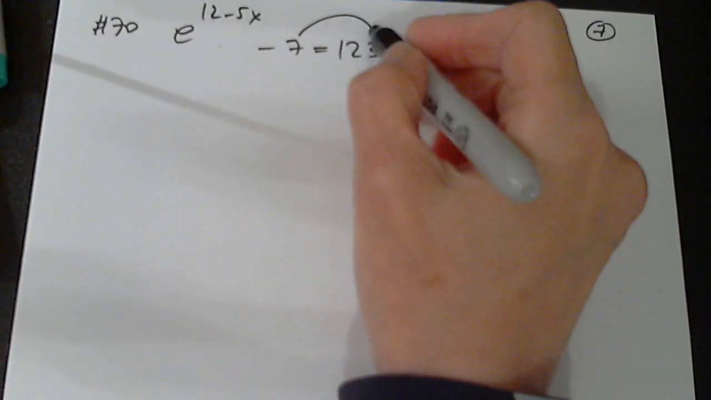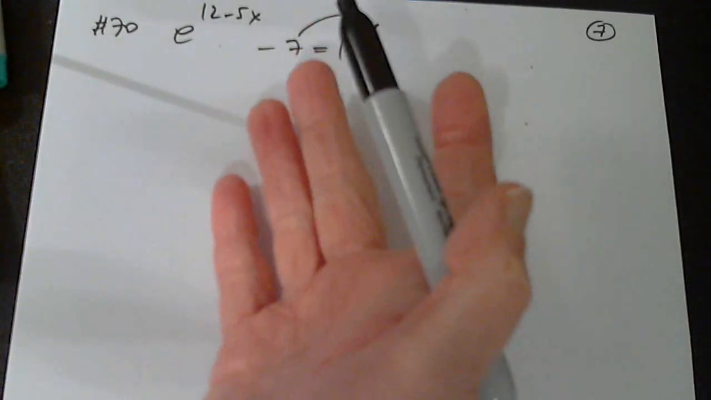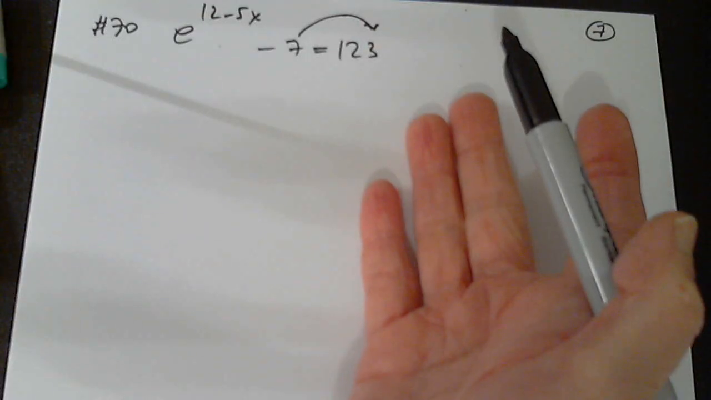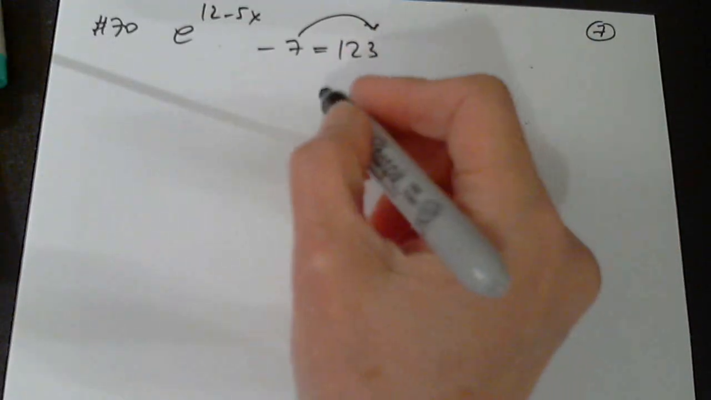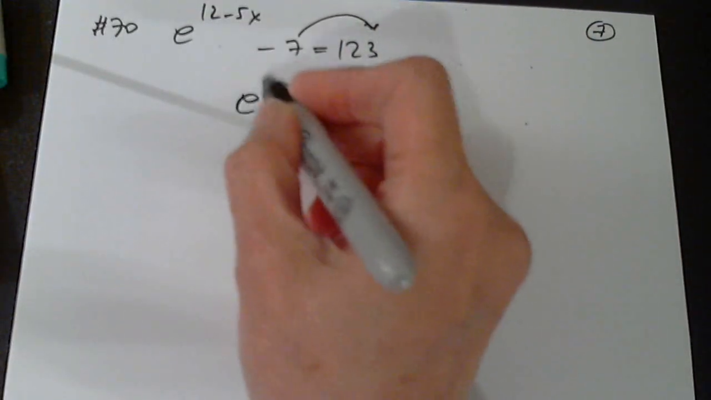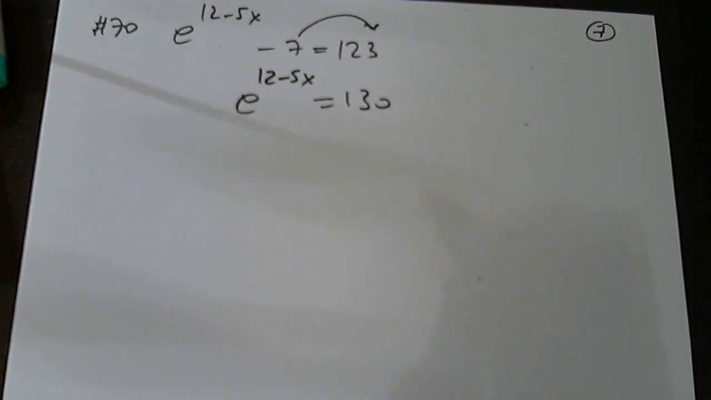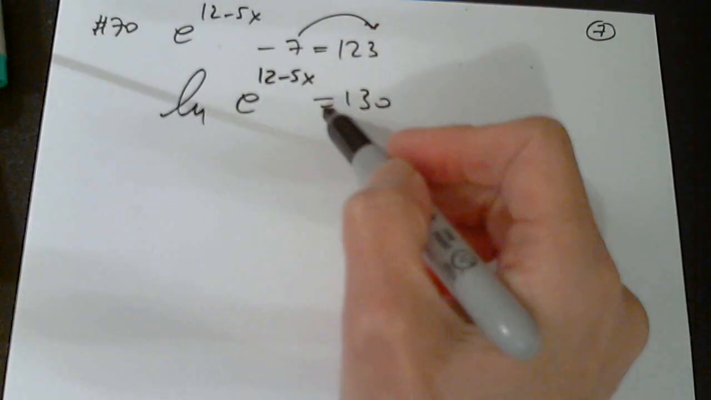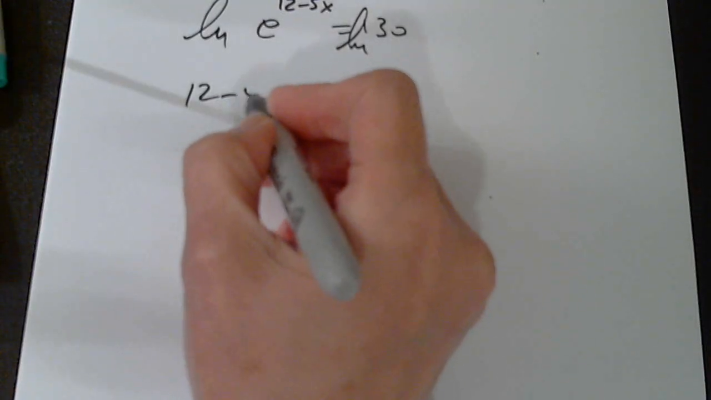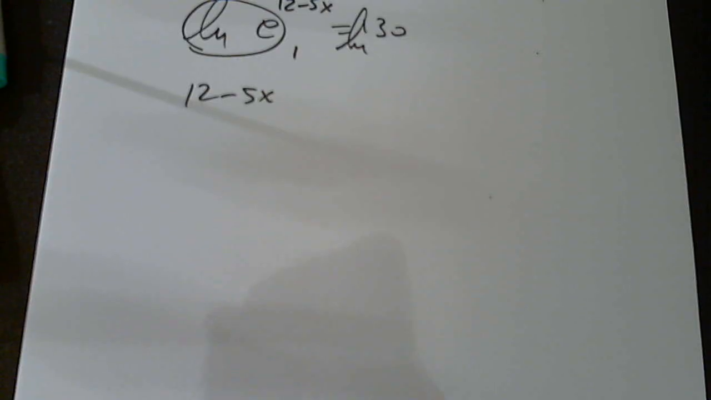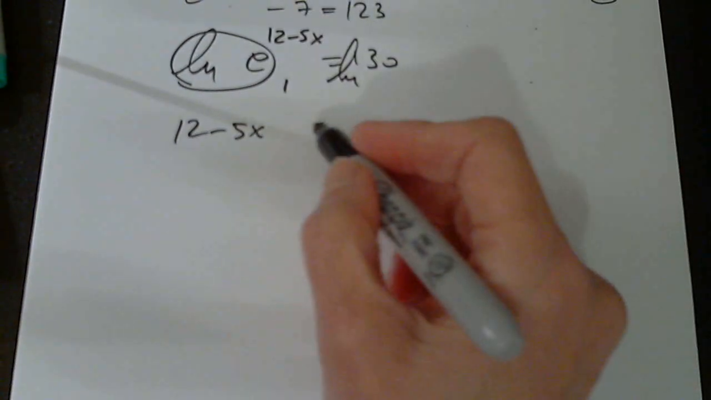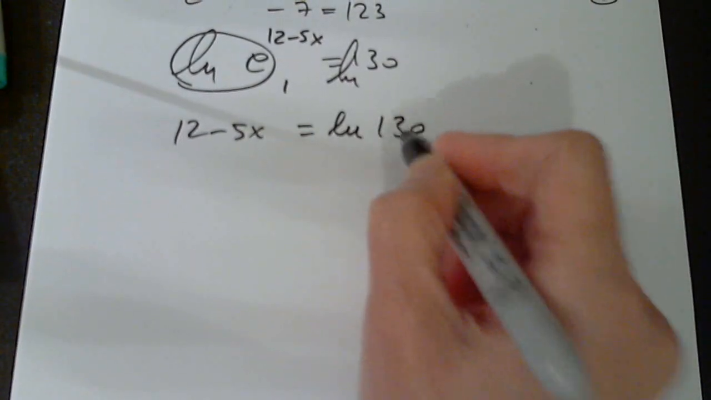So of course I will move 7 to the other side. In other words, it's negative here, it will be positive here. 123 plus 7 is 130. Now I'm ready for the step-by-step procedure. Of course I will apply natural log to both sides. Of course 12 minus 5x goes in front, but natural log of e is 1. Of course, the right-hand side is natural log of 130.